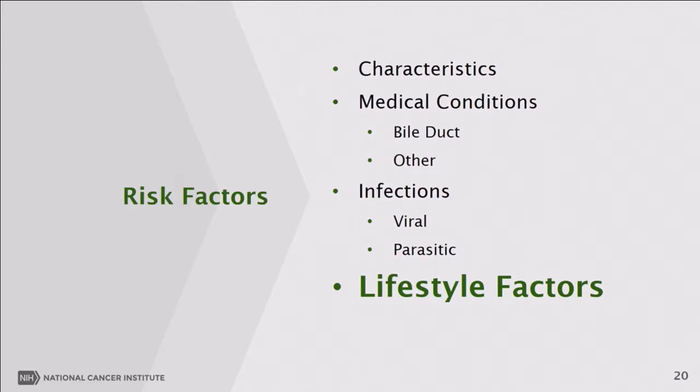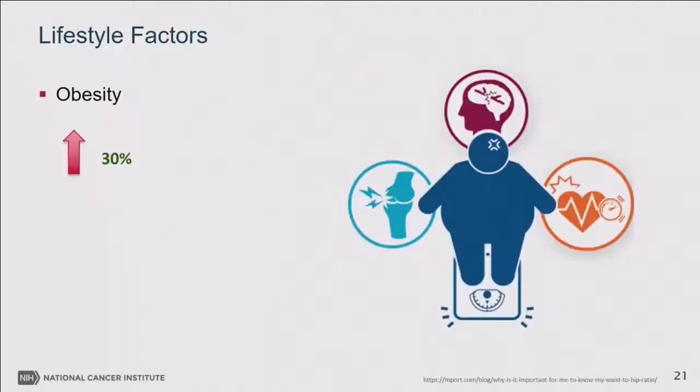And finally, I want to end talking about a few lifestyle factors that have been associated with an increased risk. Obesity, which is defined as having a body mass index of 30 or greater, is associated with a 30% increased risk of cholangiocarcinoma. And additionally, there's a couple medical conditions that are associated with obesity that also confer an even more substantial increase in risk, such as type 2 diabetes and non-alcoholic fatty liver disease.